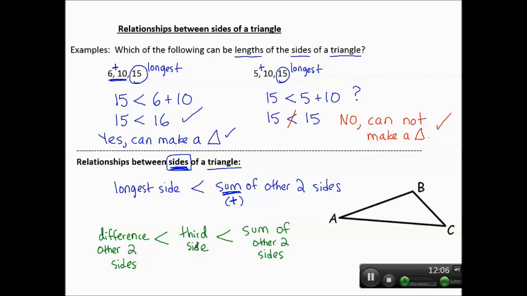So the third side, like in this picture, we could call AC the third side, has to be less than adding the other two sides, AB plus BC, but greater than subtracting the other two sides, AB minus BC. So adding to the right and subtracting to the left for the smaller number.